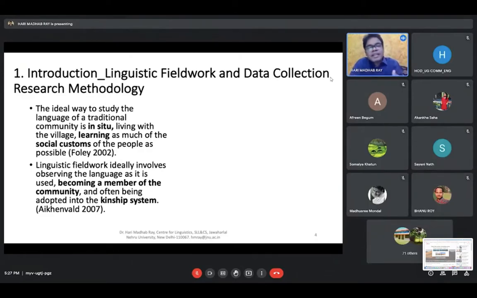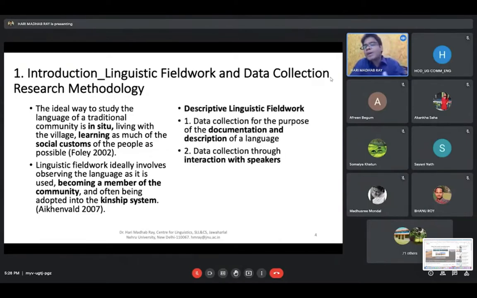This is where it is really interesting. So field linguists or field workers have to go into the field and try to become a member of the community, whichever community or language you are working on. Talking about linguistic fieldwork, if you are related to linguistics and language, it is data collection for the purpose of documentation and description of a language. We try to document the language as well as describe it. Another important part is that we have to collect data through interaction with speakers, and here I mean native speakers.